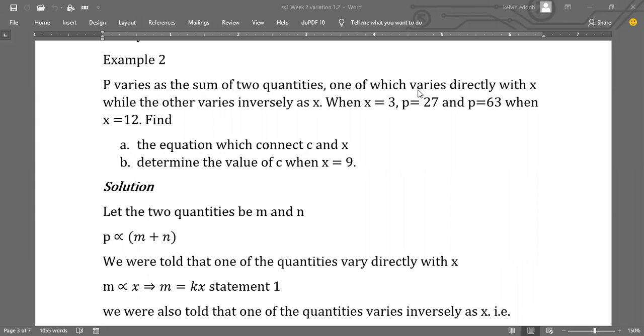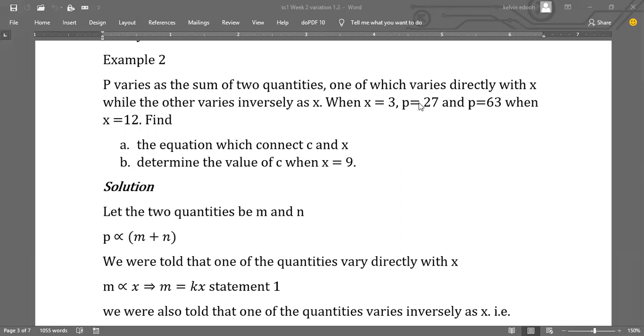One of those quantities varies directly with x. What is that telling you? That is direct variation. Good. And the other quantity varies inversely as x. That is inverse variation, isn't it?